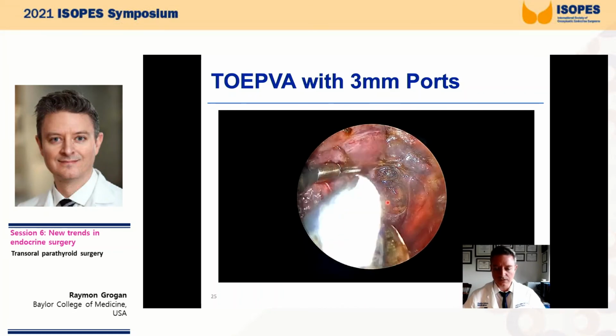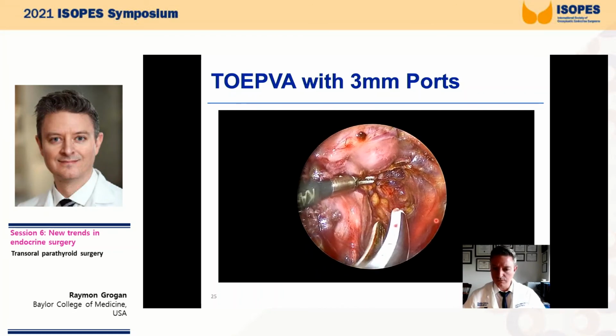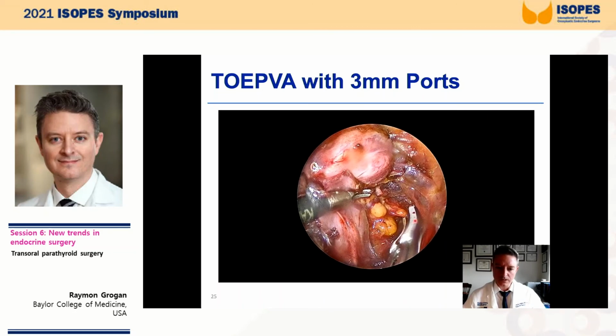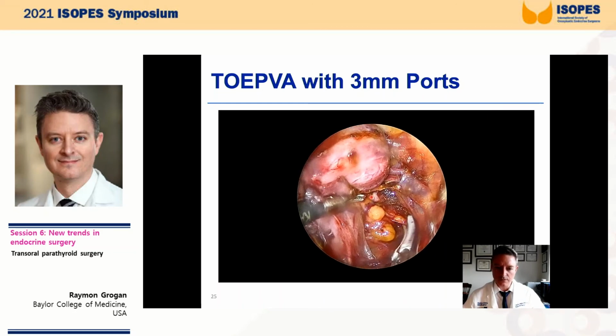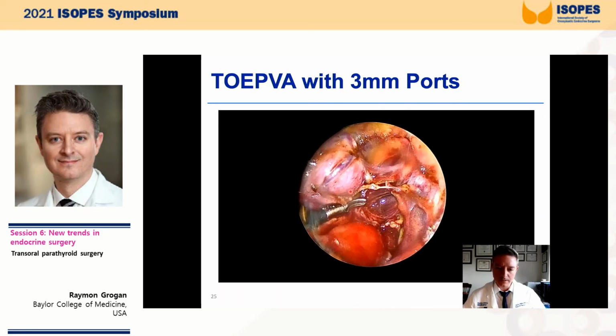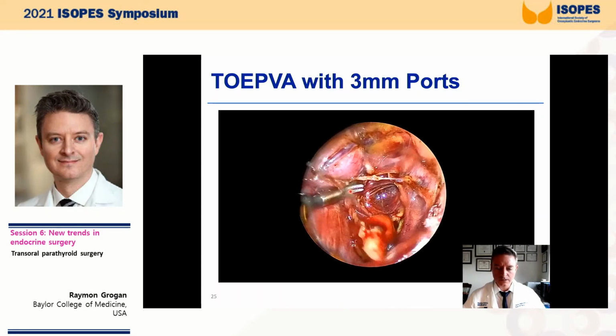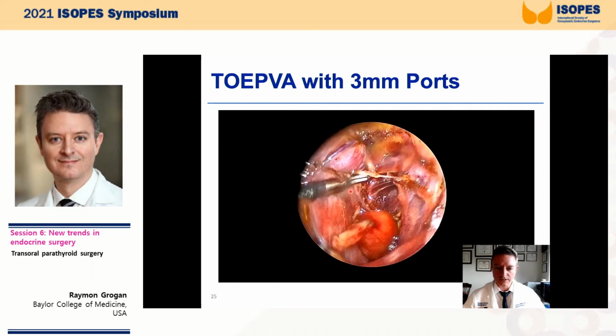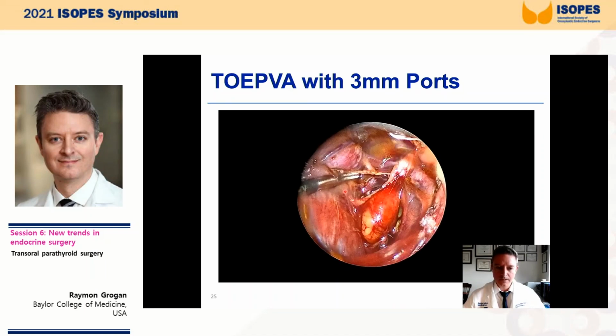We're continuing to dissect down, mostly with a blunt technique here. We're going to release some of this tissue again, pulling out. You can see the nerve over here, well away from our ligature. And now that parathyroid is going to come right out. And there it is, that parathyroid adenoma that we saw on the CT scan deep down by the spine.